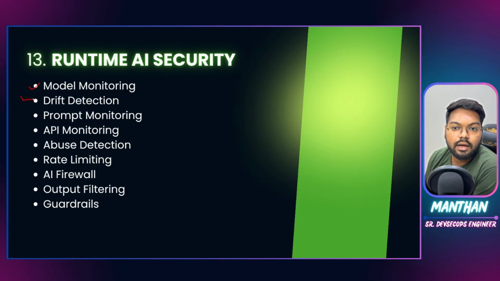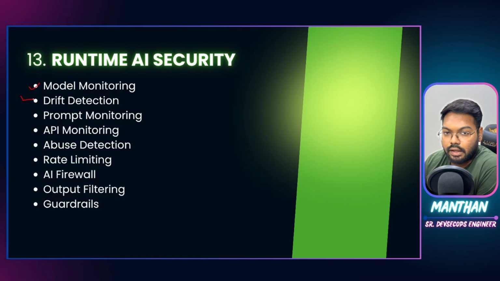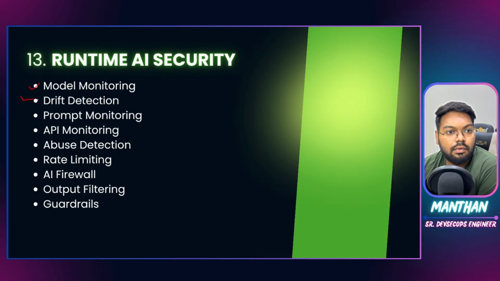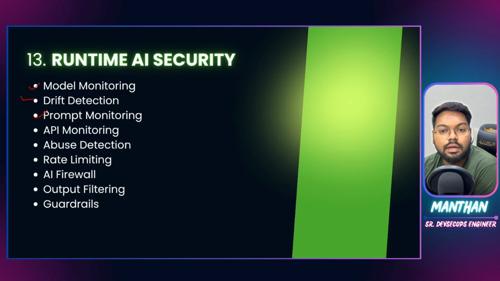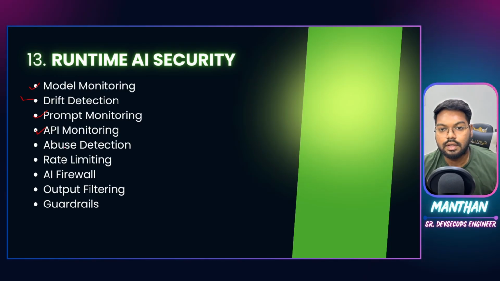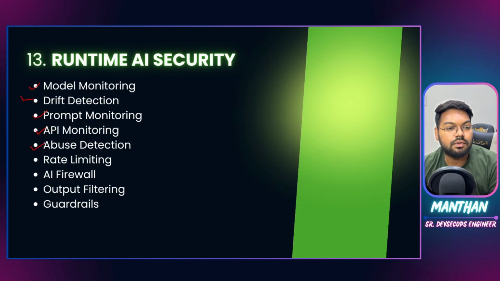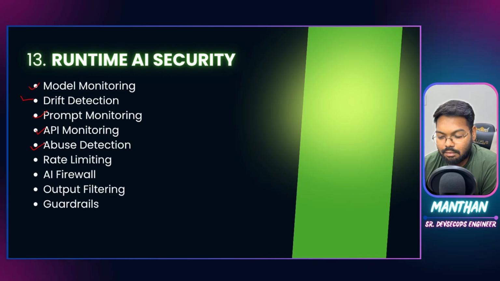Mostly it is infrastructure and data drift that you need to take care of, because those are the really important things. Then prompt monitoring: whatever prompts are incoming to your models, you need to check that. And then you need to monitor the APIs, because if someone floods your application with a lot of requests, that is very bad for you. Then you need abuse detection, so that no one is abusing your models with foul language or anything like that. There could be a lot of different ways to abuse something.